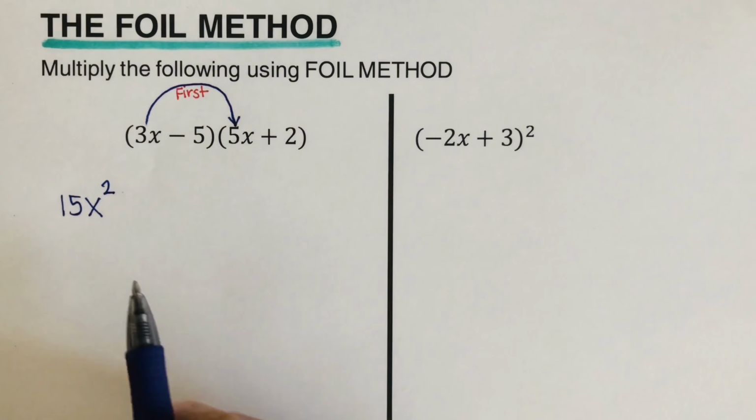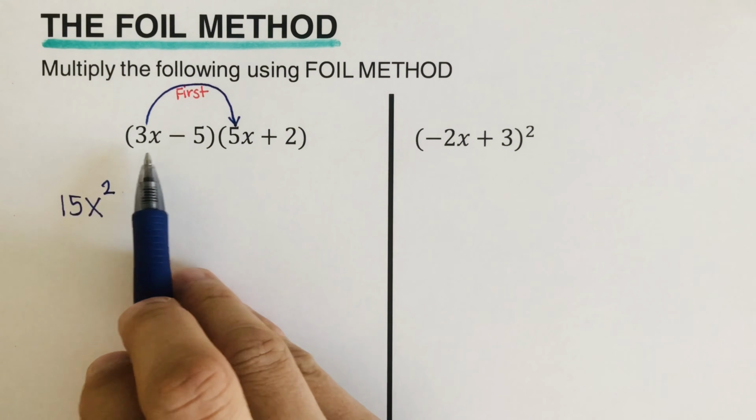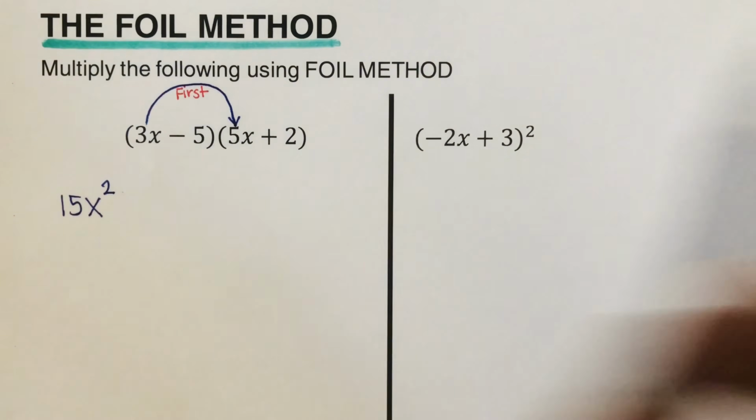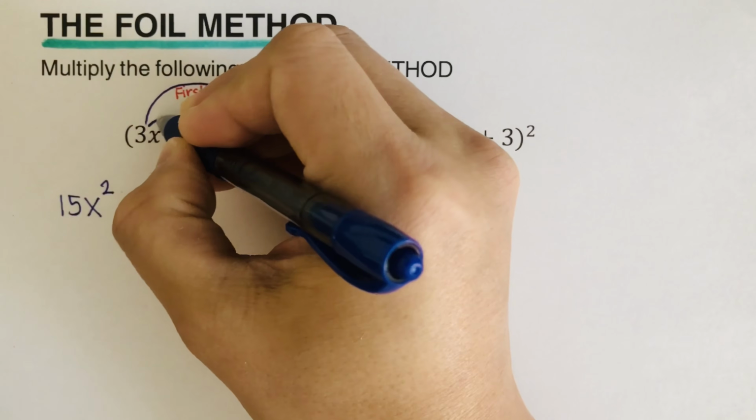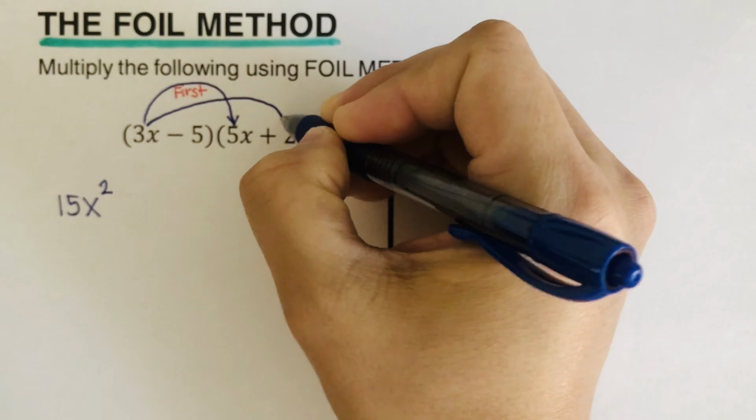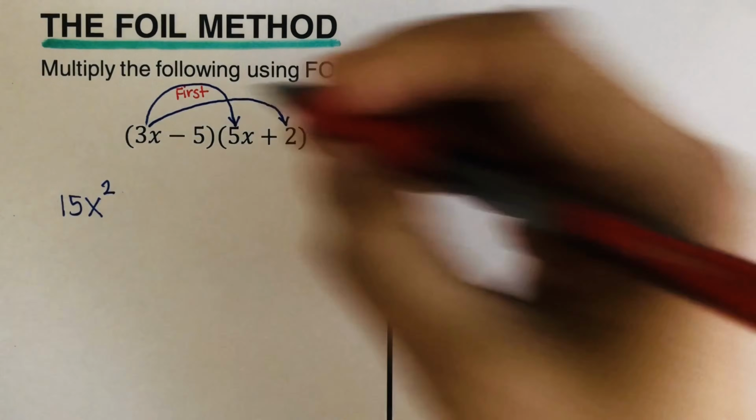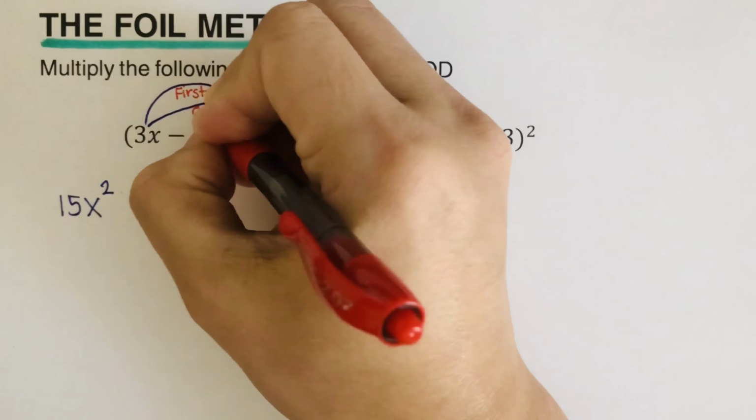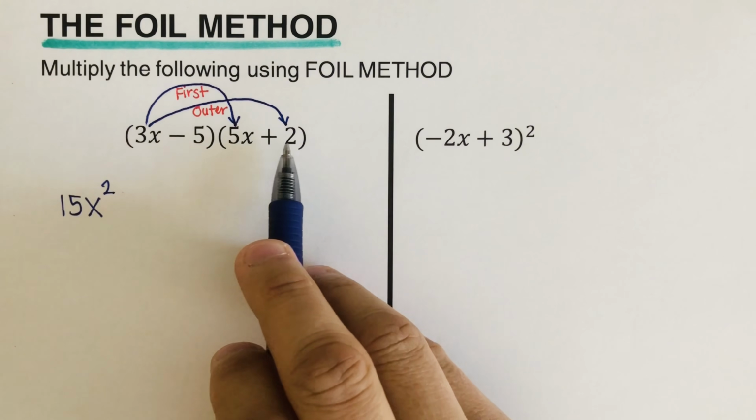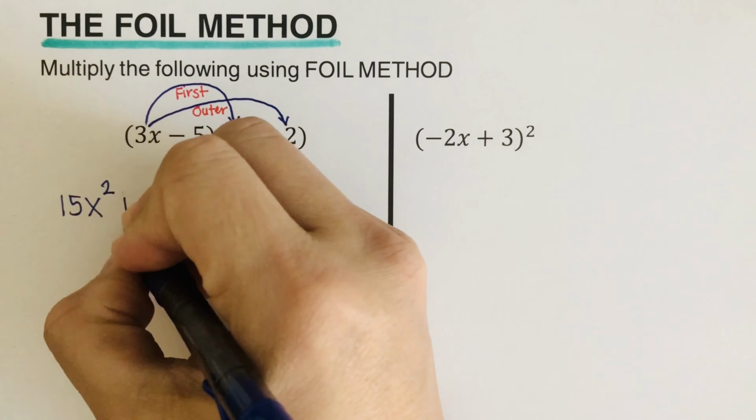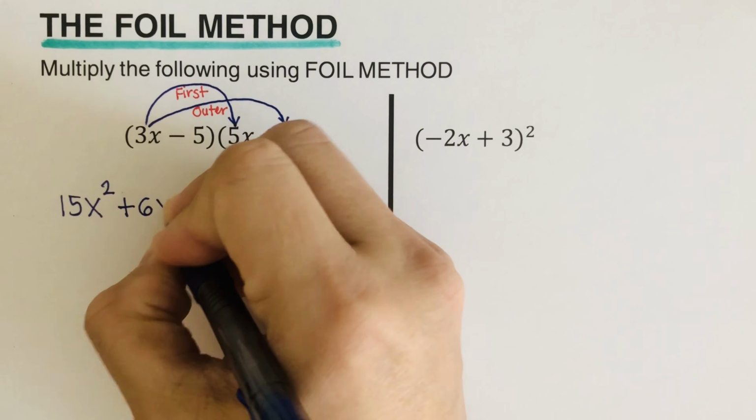And then after we got that, we will do the outer. The outer means this first term and this other term right here. So this is outer. That's going to be 3x times 2, which would be 6x. I'm going to write 6x right here.